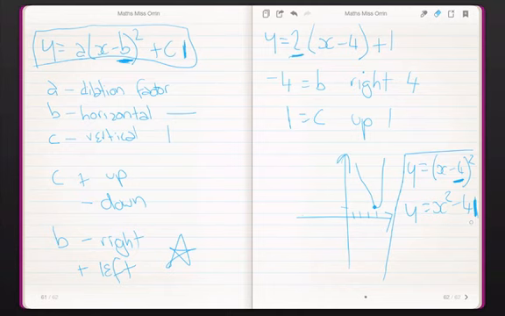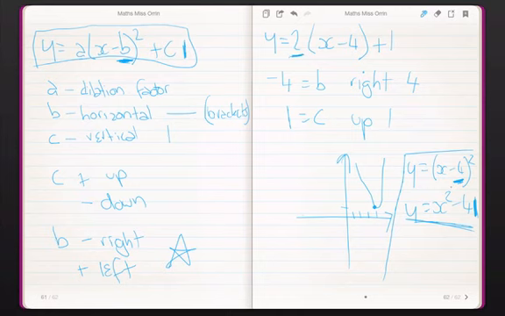If there are brackets, we're talking about horizontal. So if we're talking about horizontal, we're talking about something in brackets. If we're talking about vertical, it won't be in brackets, like this example here. So no brackets equals vertical translation. Brackets equals horizontal translation.